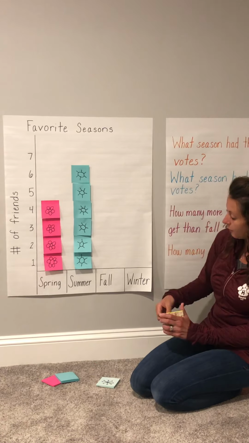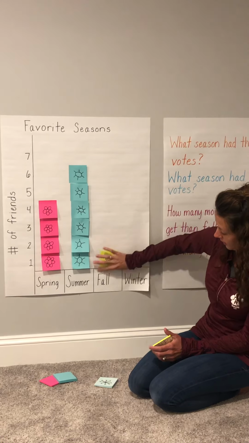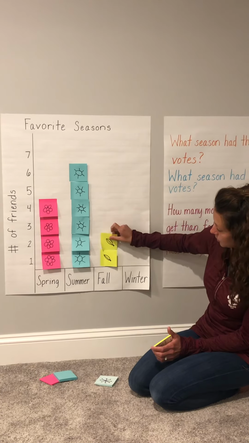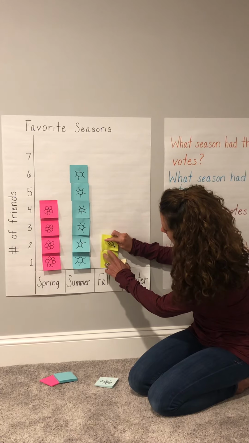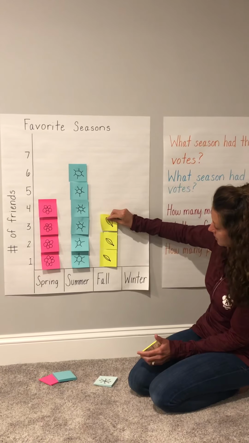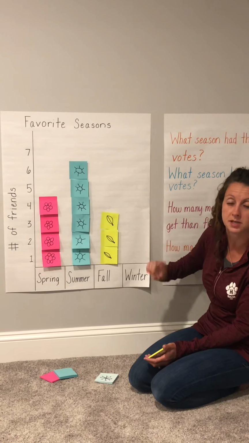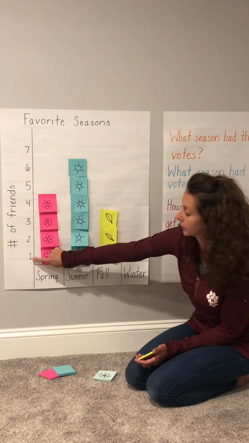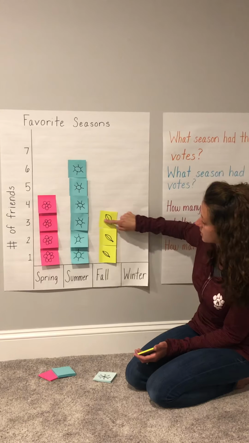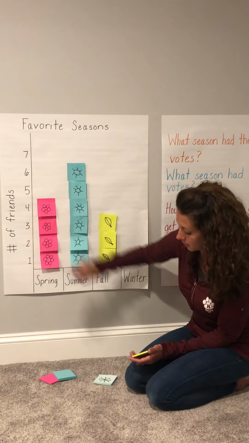And then for fall, I had 1, 2, and 3. Again, I can count each one of my post-it notes that represent one person's vote, or I can look on the side and see that my post-it note goes all the way up to the number 3.